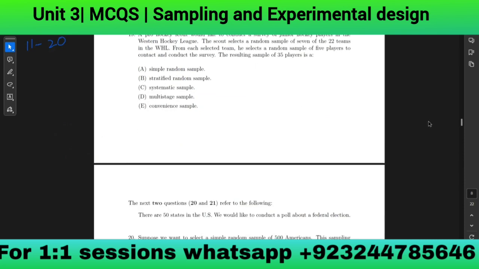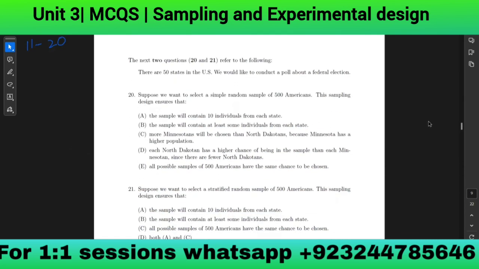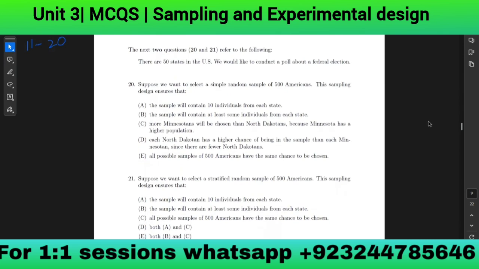Okay, the last one. The next two questions refer to the following. There are 50 states in the US. We would like to conduct a poll about a federal election. Suppose we want to select a simple random sample of 500 Americans. This sampling design ensures that: E. All possible samples of 500 Americans have the same chance to be chosen. Very good. Excellent. E.